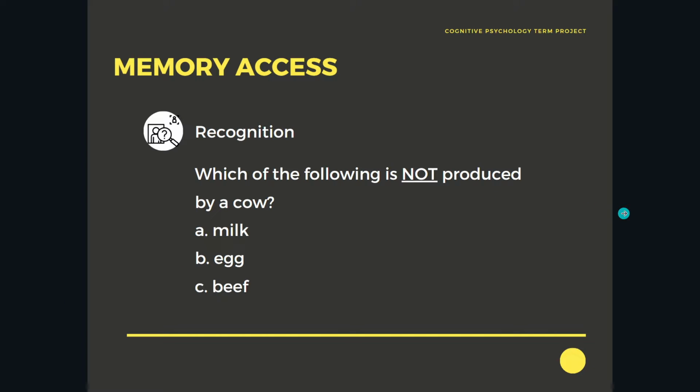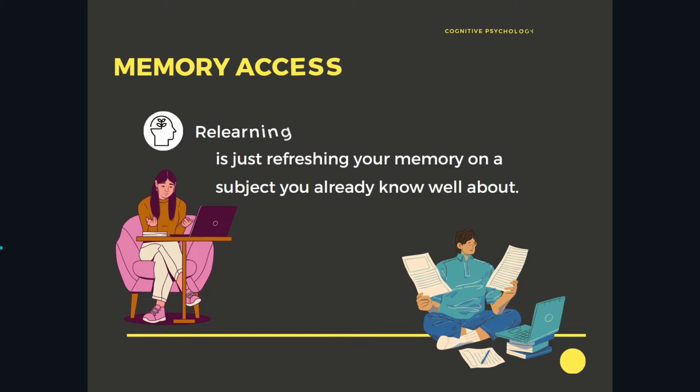And then, of course, we have relearning. Relearning is just refreshing your memory on a subject you already know well about. For example, when you're preparing for an exam, you're wanting to reread the things that you already know from previous chapters. A key way for that is to make sure that you are scanning over the things you know, and the things you don't know, you're reading more in depth about because those haven't been stored correctly for retrieval.